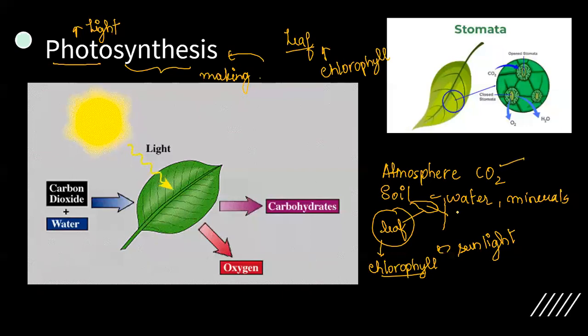So these are the prerequisites required for photosynthesis to take place. One is carbon dioxide, another is water, the pigment chlorophyll, and sunlight. What do the plants do? They take in carbon dioxide and water, and in the presence of light, they produce carbohydrates as well as oxygen. This oxygen is used by other organisms for their survival.